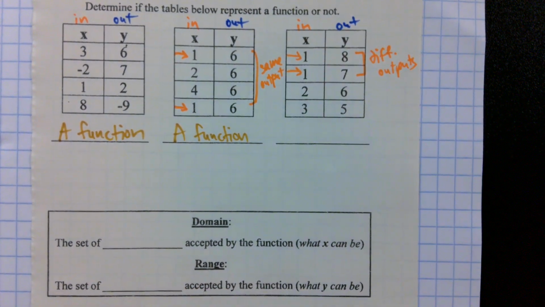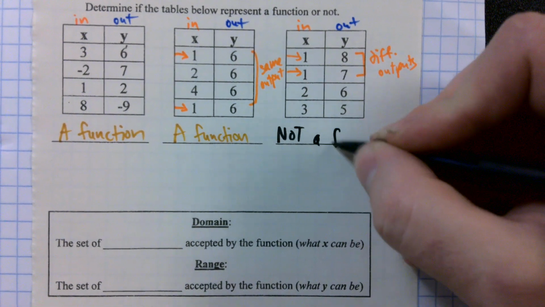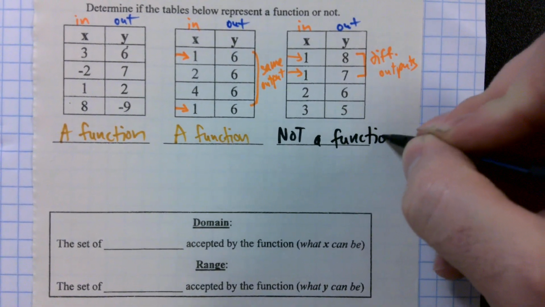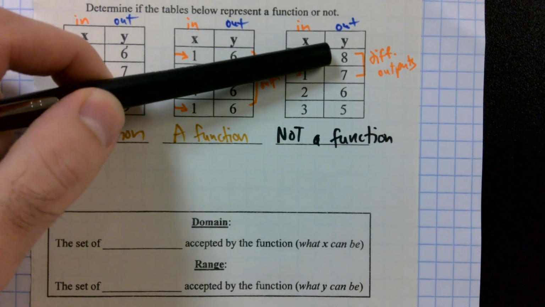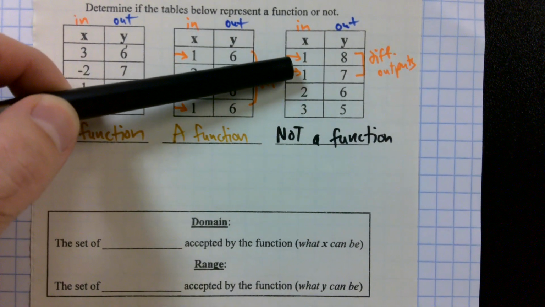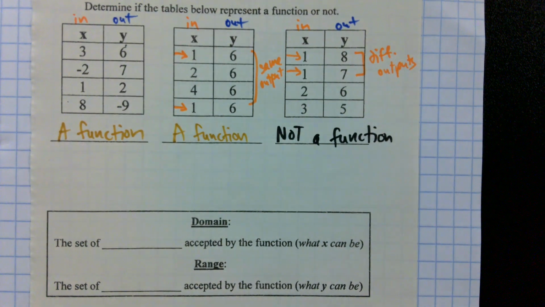Is my third table a function? Nope. Because if I put a 1 in and got an 8 out, I can't then put a 1 in and get a 7 out. Okay? Again, just think about the cookie dough metaphor.